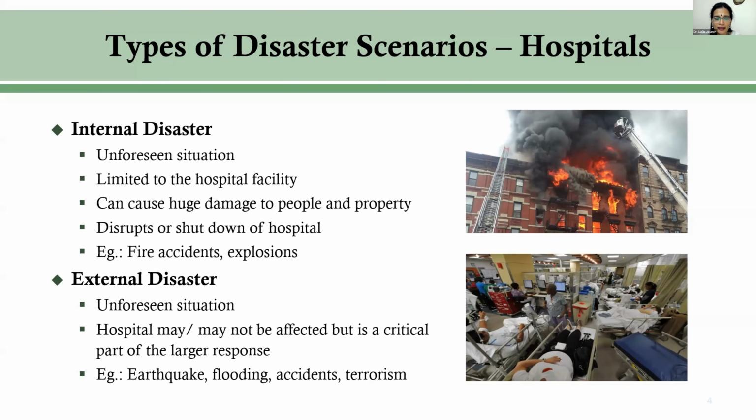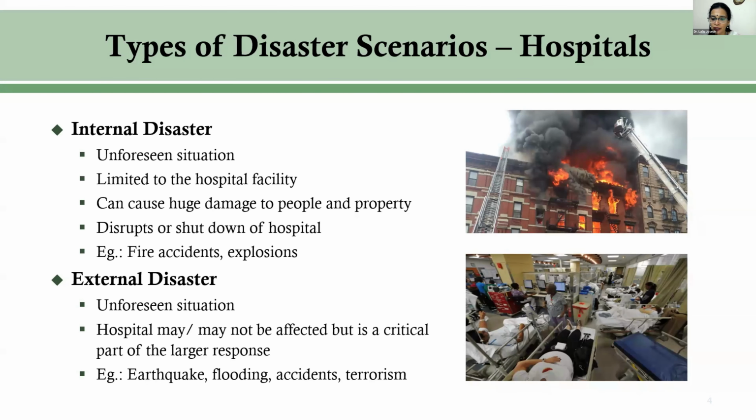When we talk about internal disaster or external disaster, these are both unforeseen situations. Nobody has predicted that this could happen. And when it comes to internal disaster, it is limited to only that hospital facility. Whereas in external disaster, the hospital may or may not be affected. I'll give some examples of that. But the hospital becomes a critical part of a larger response to handle the disaster. So in external, the hospital may be involved, may not be involved. However, the hospital becomes a critical part of managing the disaster.